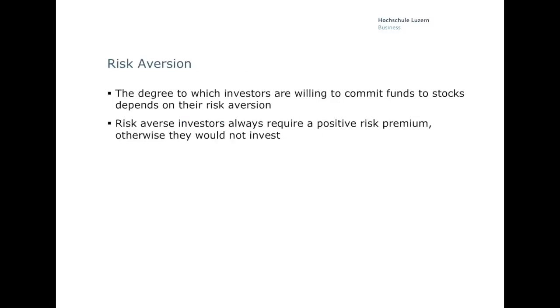Risk aversion. The expected risk premium of 5.76% for an investment in an index fund, as calculated in the previous example, may be enough compensation for an investor to commit, depending on his risk aversion. An investor with high risk aversion would demand a higher risk premium, and an investor with a lower risk aversion would actually demand a lower expected risk premium. Risk-averse investors always require a positive risk premium, otherwise they wouldn't invest.